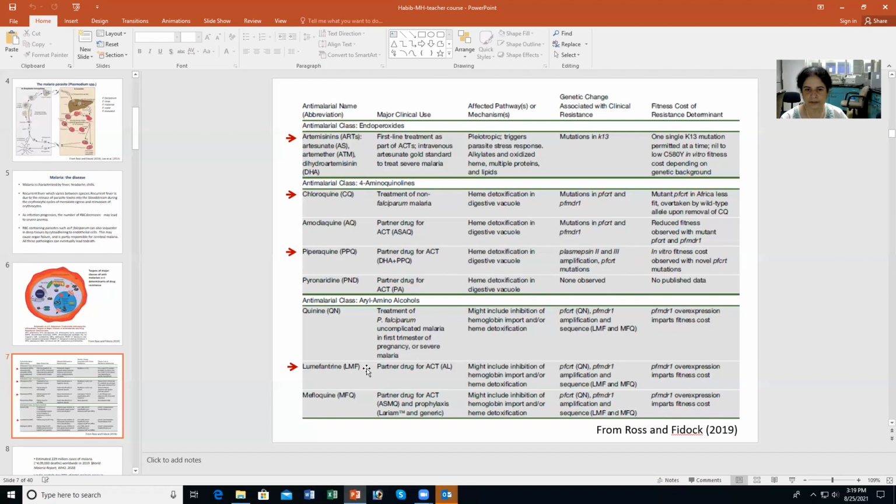Similarly, lumefantrine. Lumefantrine is an aryl amino alcohol. It's a partner drug for ACT again. This also might include inhibition of hemoglobin import or heme detoxification as its target. And PFCRT mutations, PFMDR1 amplifications, and sequence of mefloquine have an effect on the resistance to this drug. And similarly, MDR1 overexpression imparts a fitness cost. So all these resistances have fitness costs, and this also has implications on whether you can actually withdraw drugs and then reintroduce them to counter these.